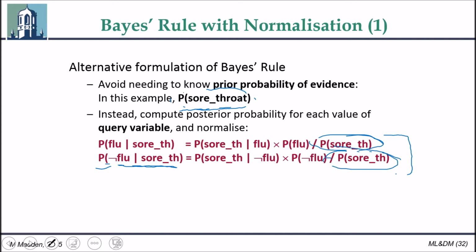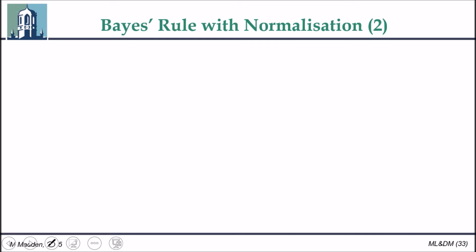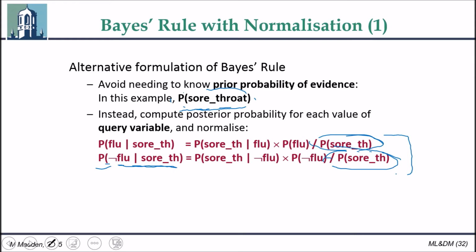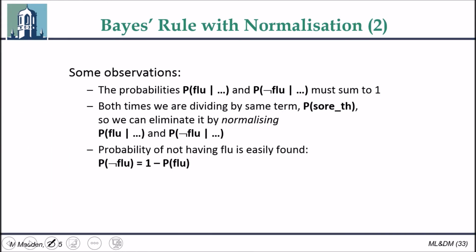So we can rearrange the equations to normalize them. First, let's make a couple of observations. The first and most important observation is that the probability of flu given some evidence and the probability of not flu given the same evidence must sum to 1. This is our total probability theorem showing up again. And as I mentioned on the previous slide, we're dividing by the same term, the probability of sore throat, so we can eliminate it by normalizing the probability of flu given sore throat and whatever other evidence, and the probability of not flu given the same evidence.